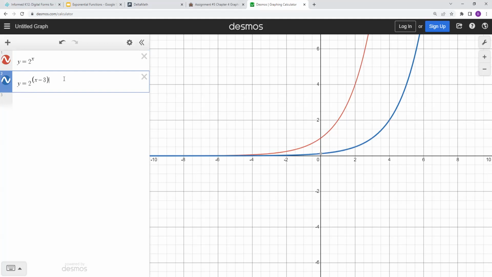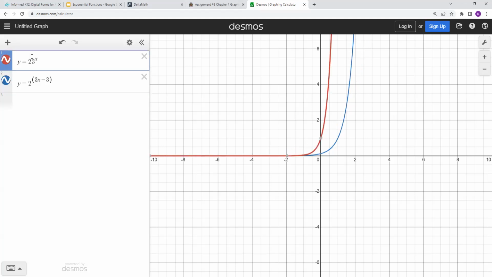So if I put, let's just say, a 3 in front of the x, what's going to happen? It's a horizontal shrink by 1/3. Now, what's the shift? To the right. To the right, how many though? Just 1, because you have to factor out the 3. So let's go with this to the 3x power.